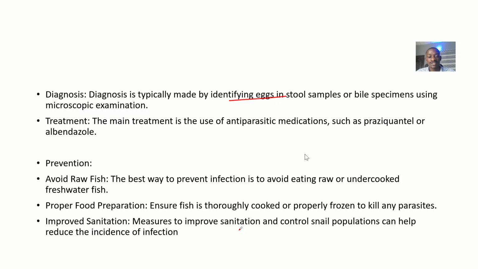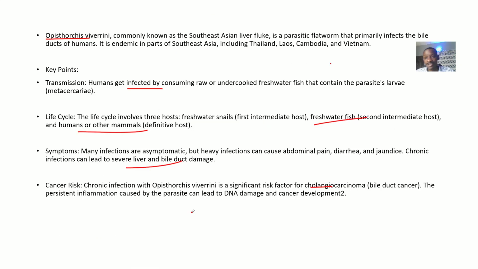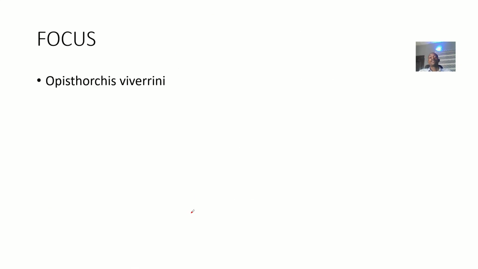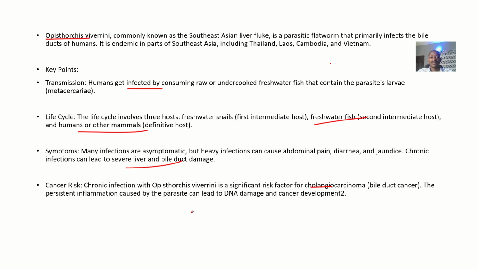Also, improve sanitation. Make sure that you control the snail population, because if there are no snails, there's nothing that will pass it on to the fish. Do you understand? So that's it for this one, the Southeast Asian liver fluke.